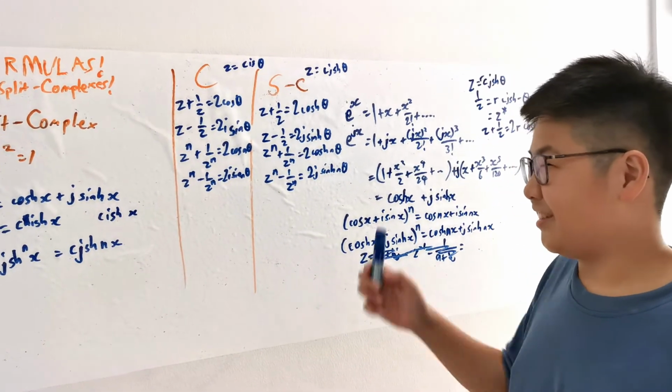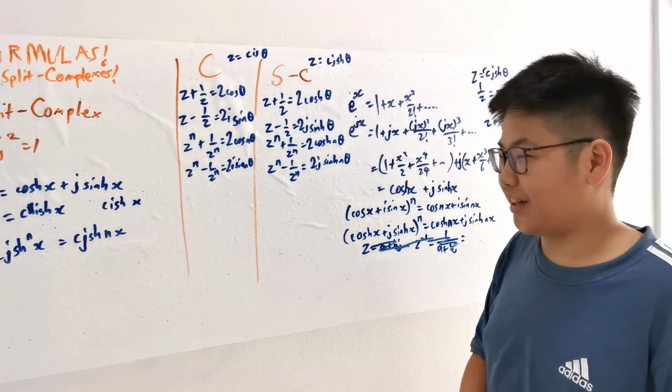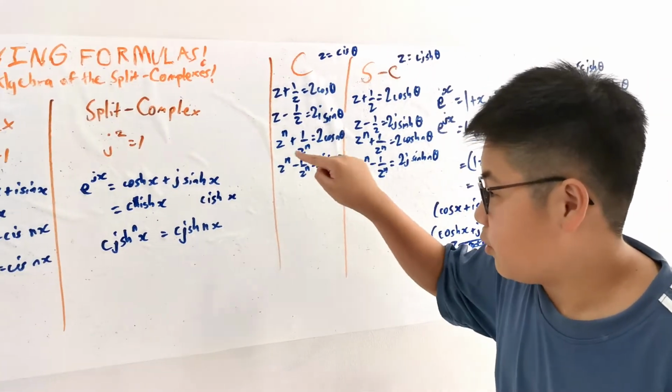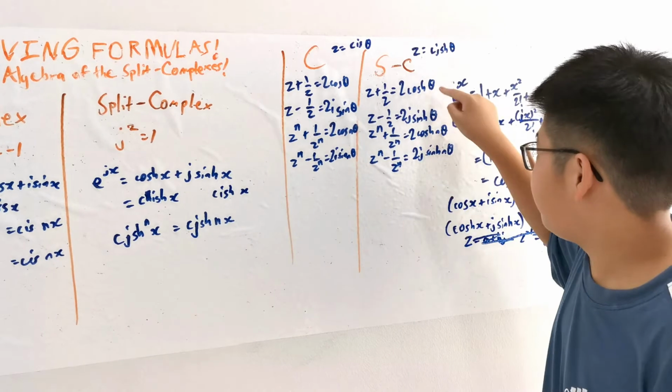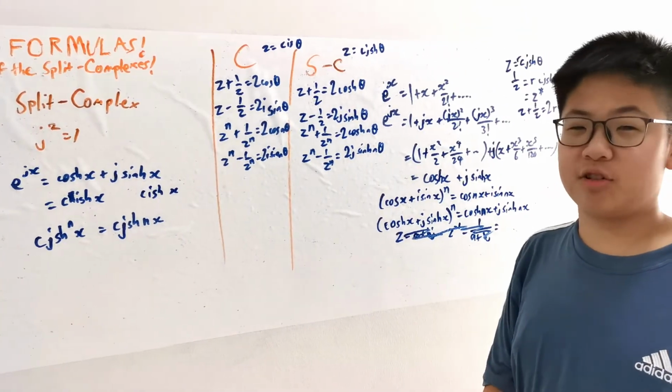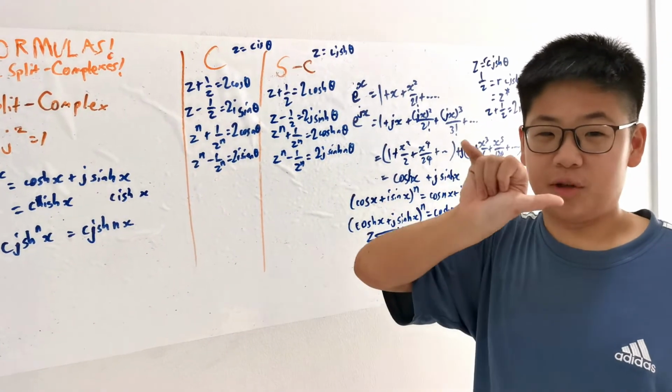There you go. Lots and lots of formulas for the split complexes. Let's count how many we have now. 1, 2, 3, 4, 5, 6. 6 formulas for the split complexes. 6 formulas for the complexes.